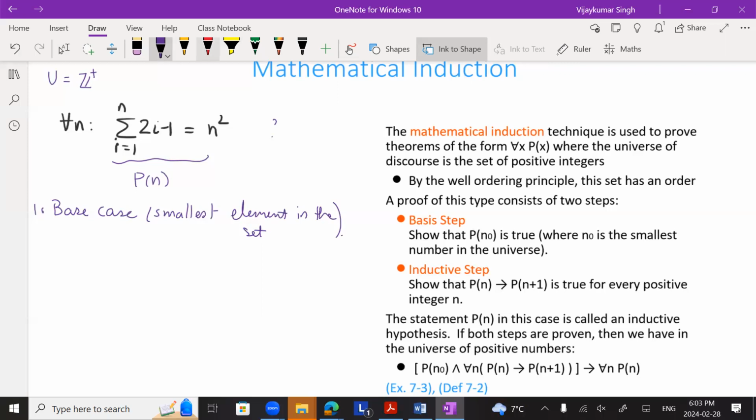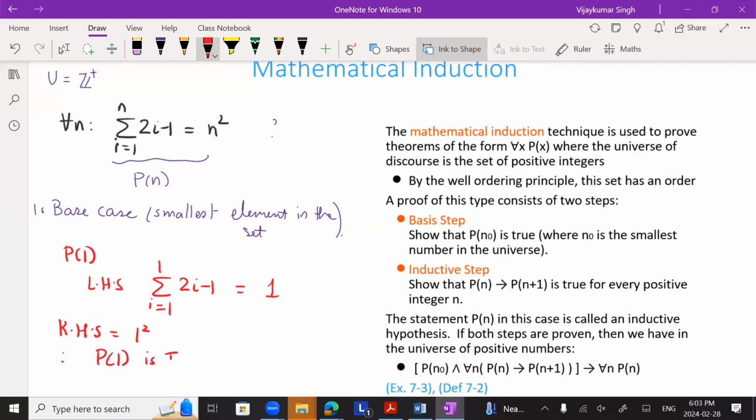Let's work it out together and see what happens. The base case: we will prove P1. Let's check, is P1 true? The LHS for P1 is the summation of i going from 1 to 1 of 2i minus 1. You're just putting in 1, so you get 1 on this side. And the RHS is going to be 1 squared. So P1 is true, because LHS equals RHS.